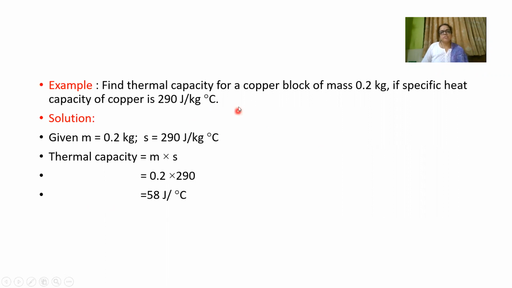Find the thermal capacity for a copper block of mass 0.2 kg if the specific heat capacity of copper is 290 joule per kg per degree centigrade. Solution. Given mass 0.2 kg, specific heat 290, then thermal capacity is equal to mass into specific heat. Here, no need to write T, and hence 0.2 into 290 is equal to 58 joule per degree centigrade.